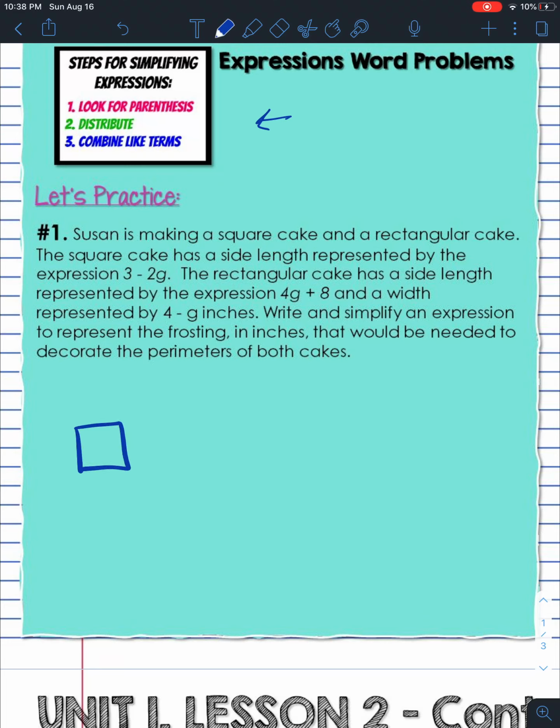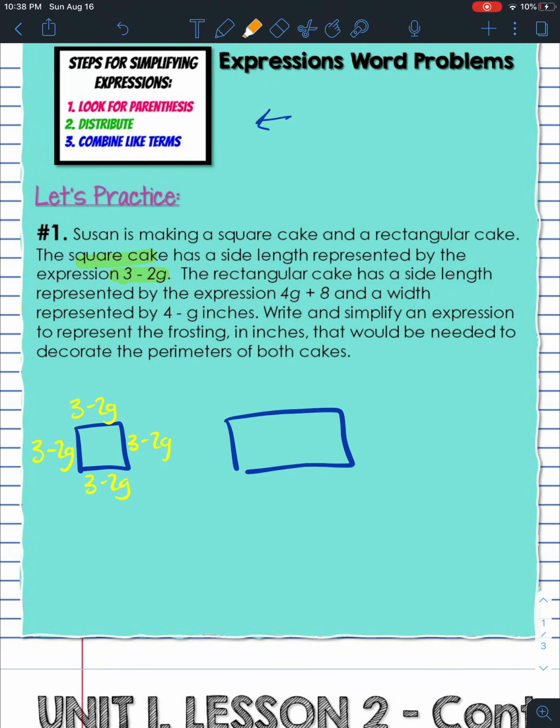I'm going to be honest right now. I'm going to stop. I'm going to draw a square and a rectangle because I know I need those two things. The square cake has a side length represented by the expression 3 minus 2g. So I'm going to label my square cake 3 minus 2g. Since that top is 3 minus 2g, that means the side is 3 minus 2g as well. I'm just going to label all my sides because I don't want to forget about one.